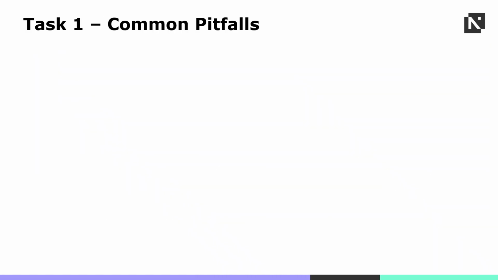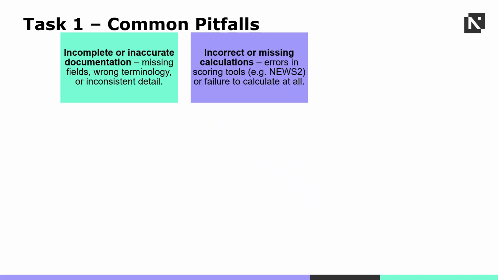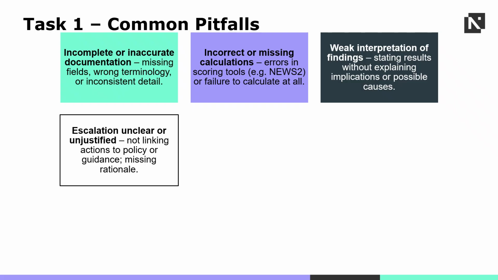So there are some common pitfalls. First is incomplete or inaccurate documentation, so missing fields, wrong terms, or inconsistent detail make the whole piece unsafe. Incorrect or missing calculations. If a scoring tool is used incorrectly, the downstream decision making is compromised. Weak interpretation of findings, for example results with no clinical meaning or implications. Escalations are unclear or unjustified, so actions are not linked to policy or guidance and the rationale is missing.